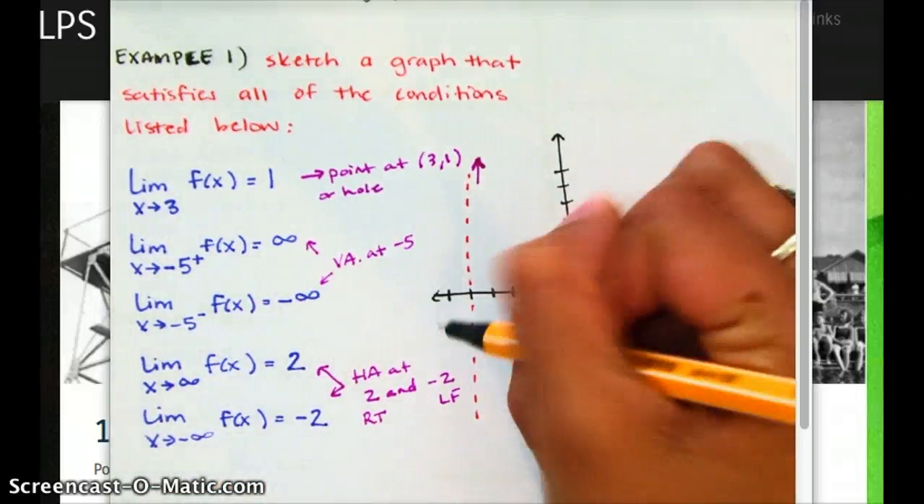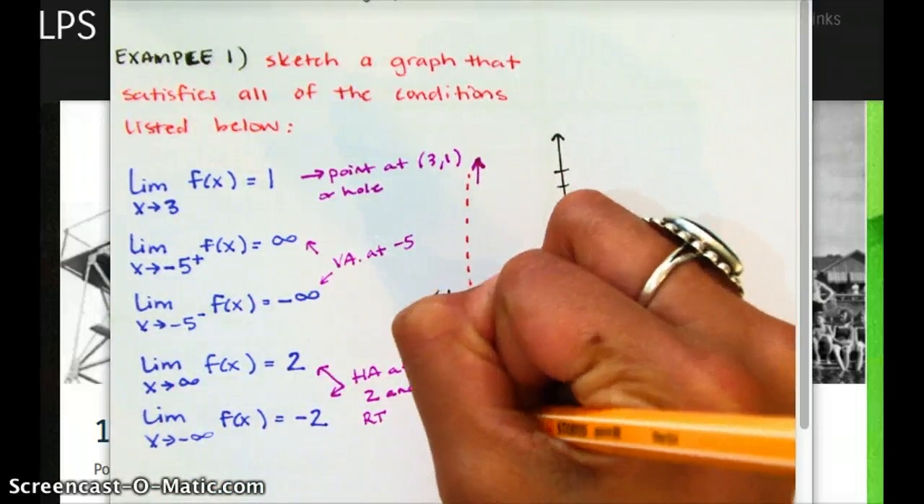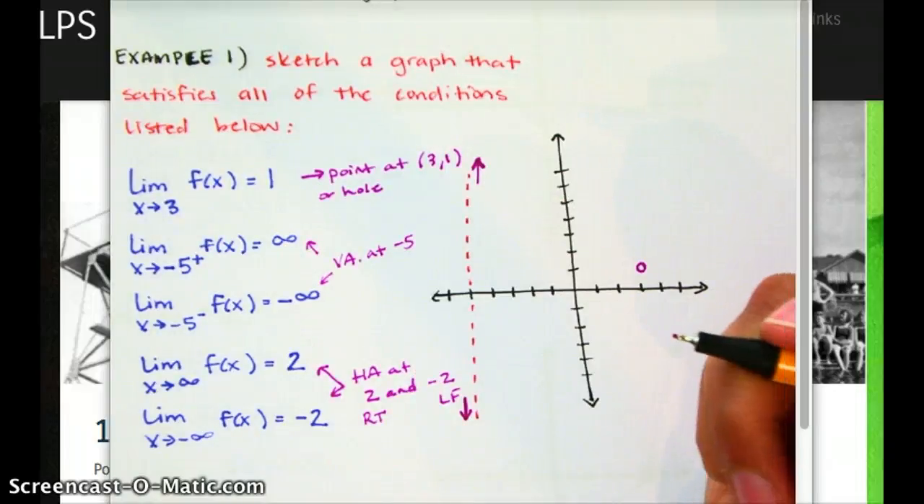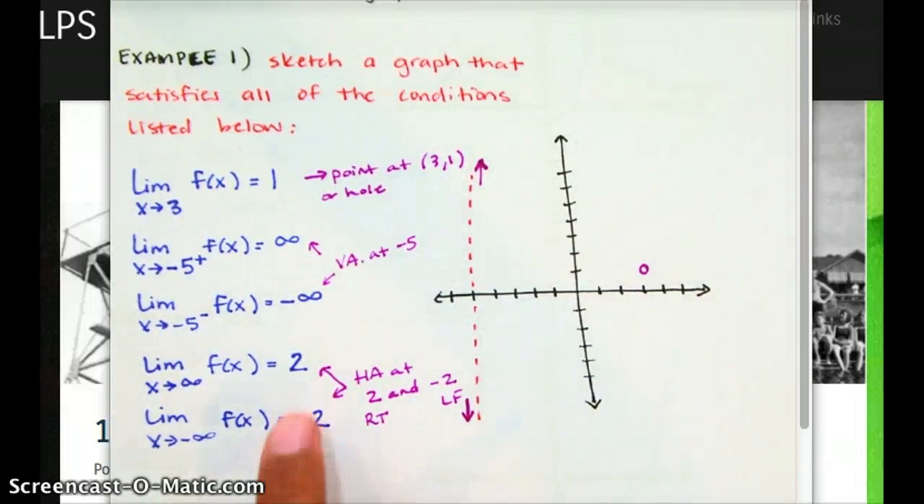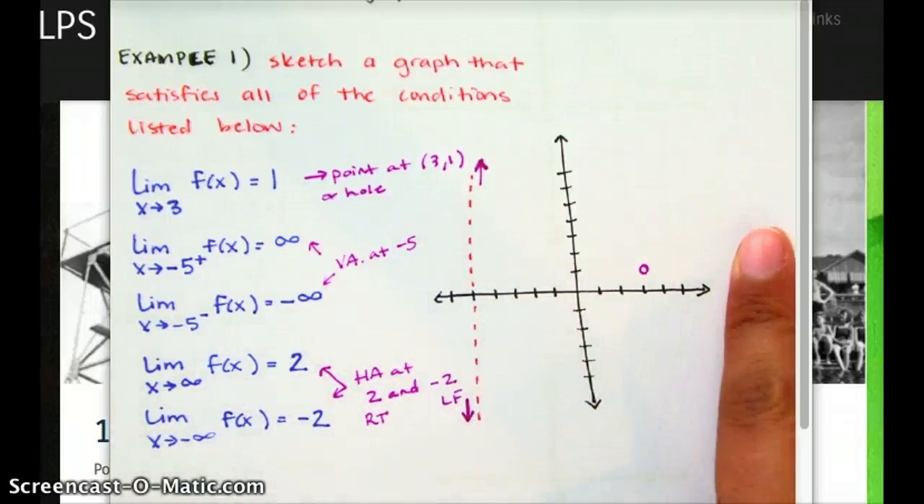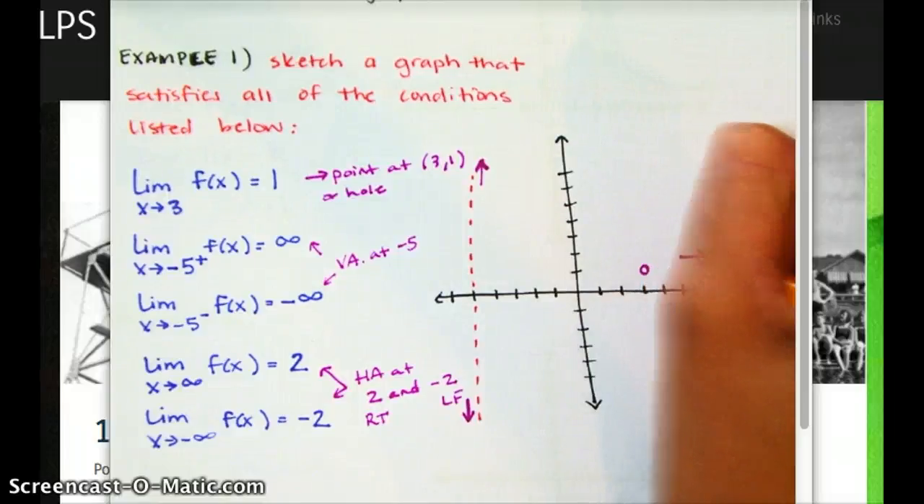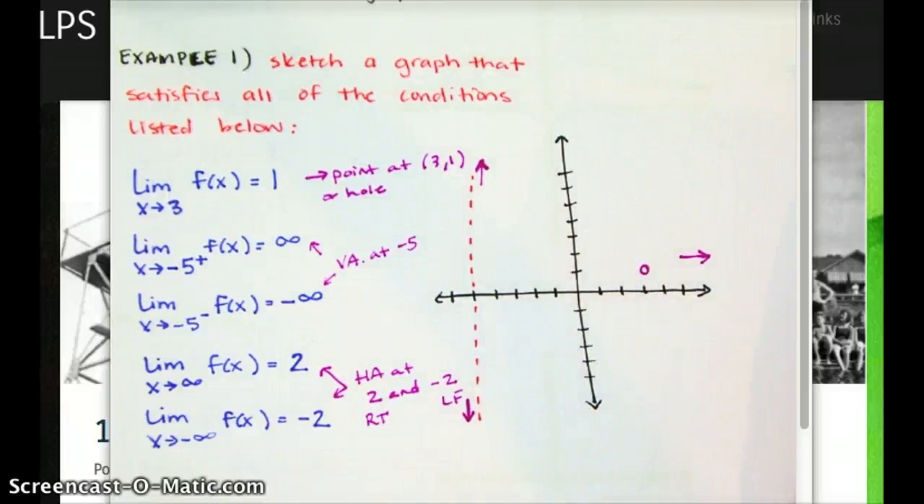So on the left of this line, I'm going to have a horizontal asymptote way down here. All right, last little pieces here. On the right side of the graph, we have a horizontal asymptote at 2. So I'm going to go to the right-hand side, and I'm going to go up to 2, and I'm going to draw a horizontal asymptote, which means just the end goes that direction.